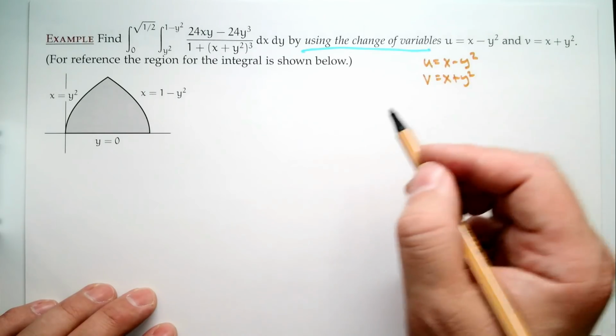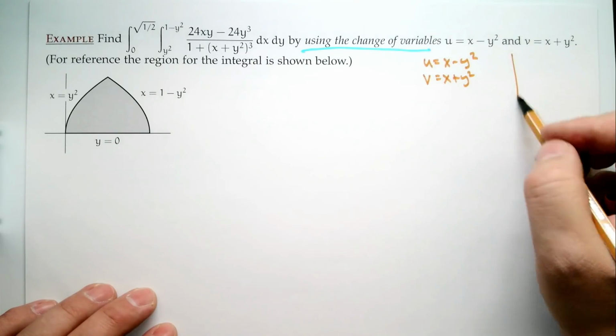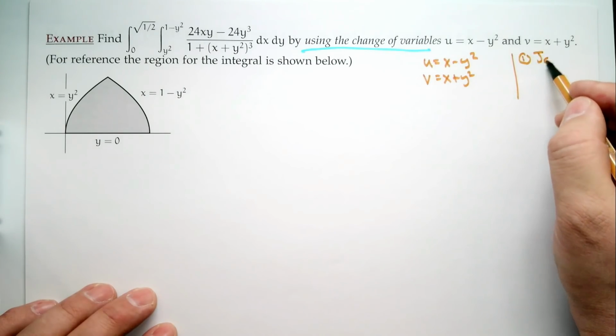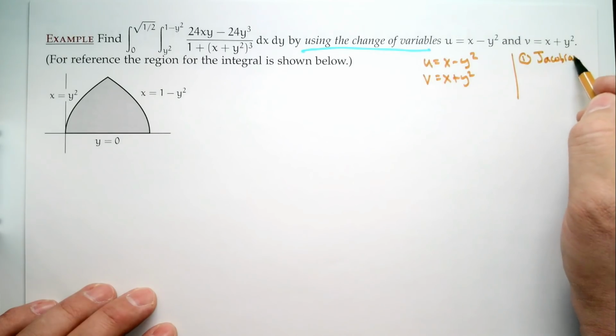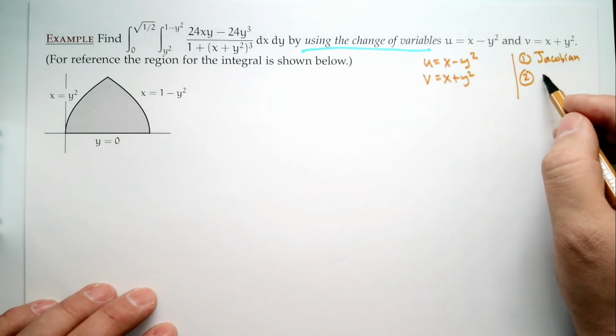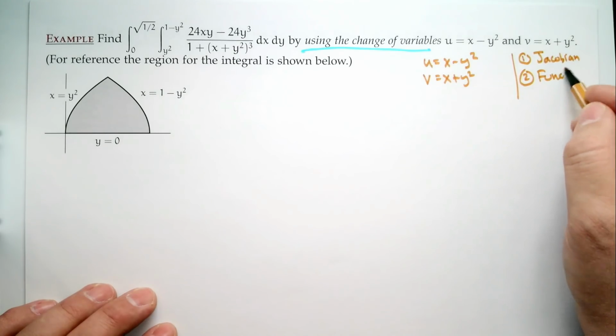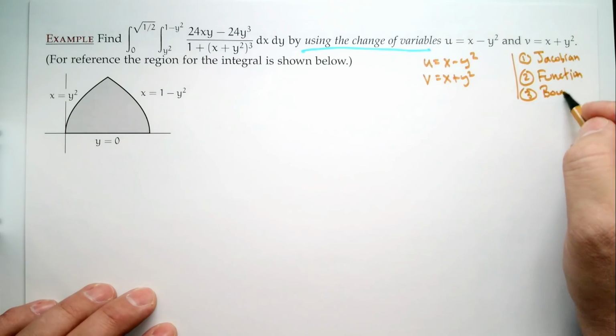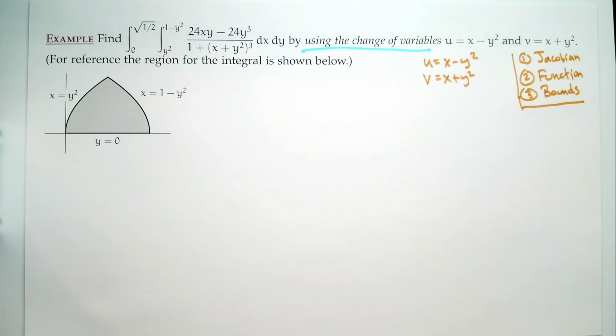From here, there are sort of three things to do. So when you see a change of variables, after you do that, I recommend doing it in the following order. Do your Jacobian. Then, after you do your Jacobian, work on the function. And then after you work on your function, work on your bounds. So I like to go in that order. And so let's talk about what that means.